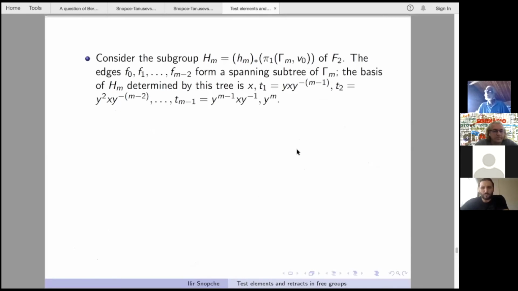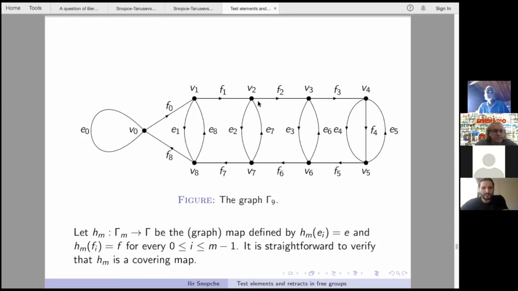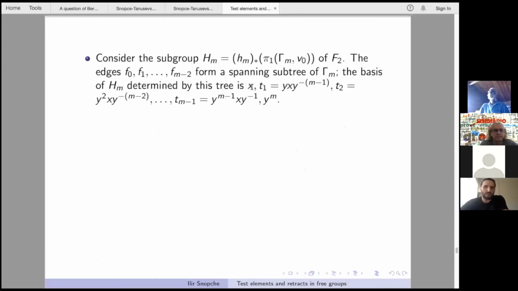It was easy here to see that this F0, F1 up to F7 form a spanning tree of this graph. Now from there, it is easy to see that the basis of HM is determined by this tree: X, T1 given with this element, T2 given with this element, Tm minus 1 and Ym. Basically, we know explicit generators of HM now.